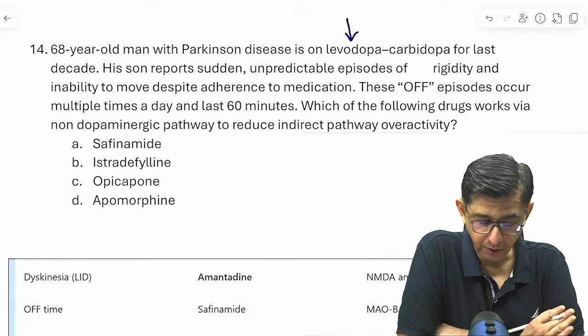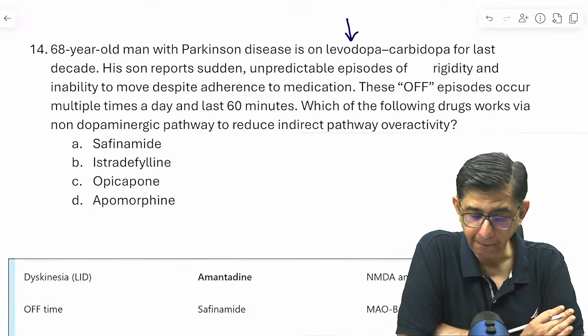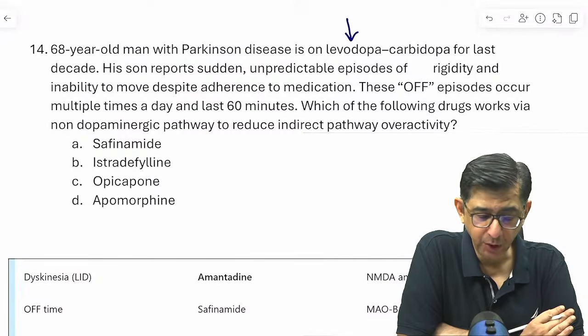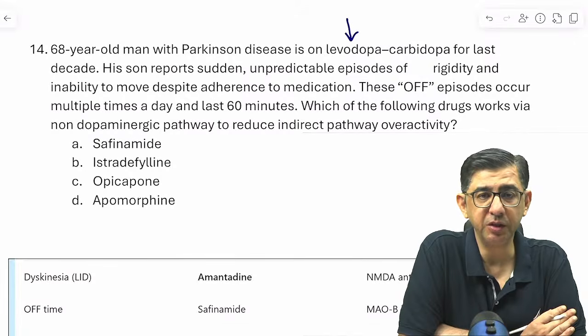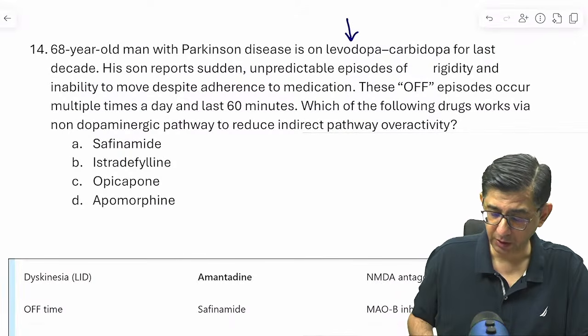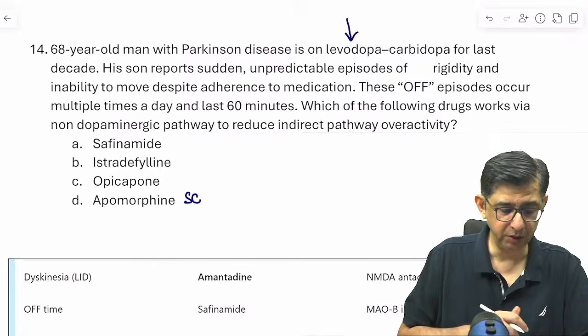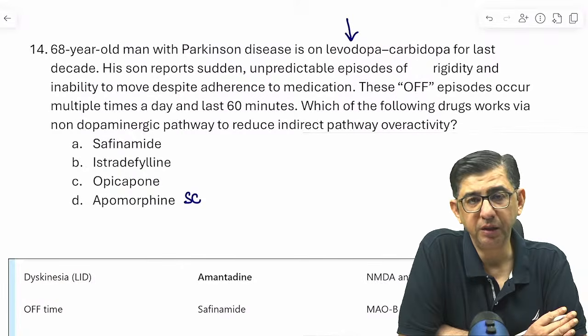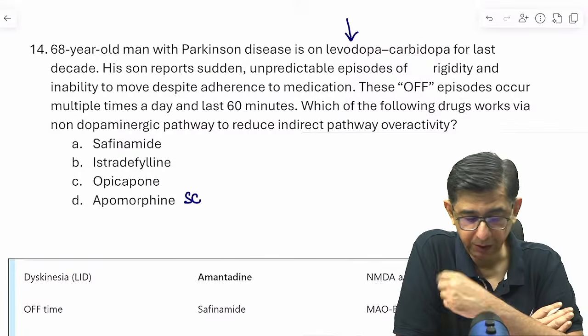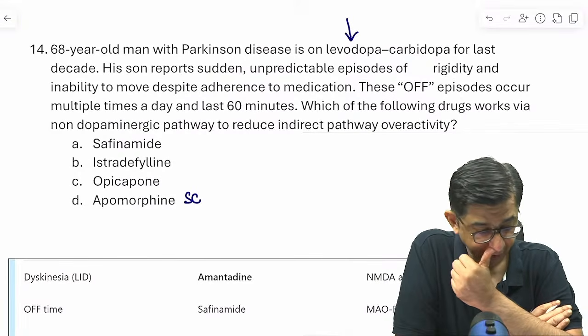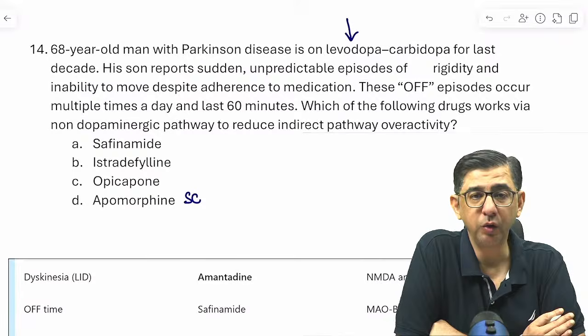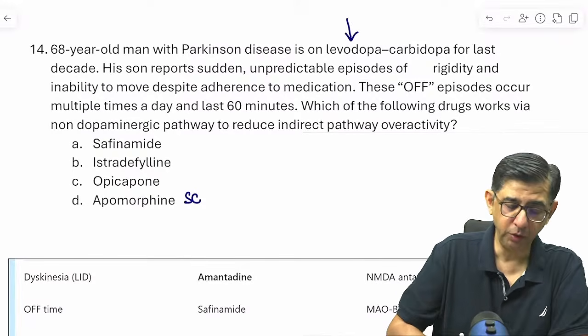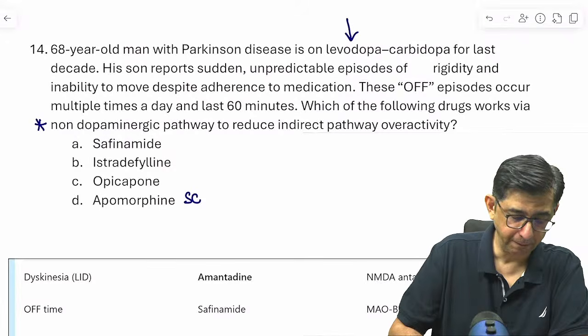Yes, guys, best drug to reduce the off phenomenon in the patient, via the non-dopaminergic. Yeah, rescue therapy. But then rescue therapy, apomorphine will work via the dopaminergic system only. Apomorphine can be given subcutaneously, but if you look at option D, it will be working via the dopaminergic system only and will take care of the off phenomenon. Safinamide as A is again a good drug to reduce the off phenomenon. The question is about a new drug, that non-dopaminergic.